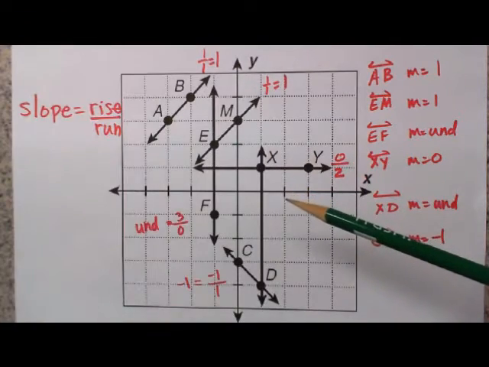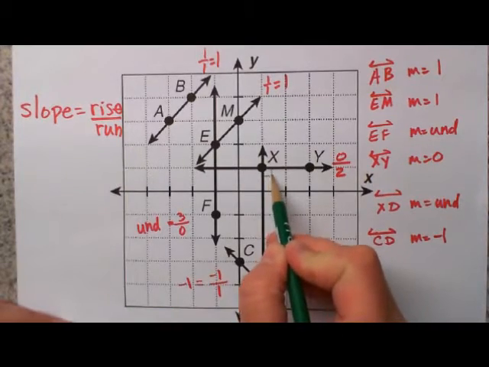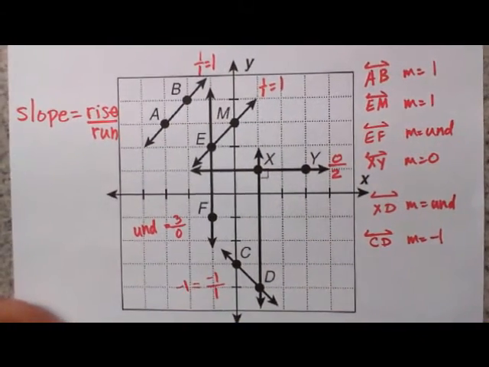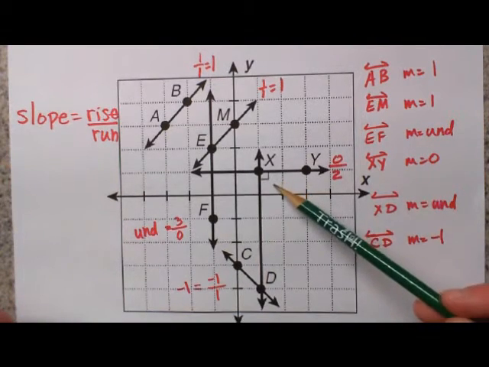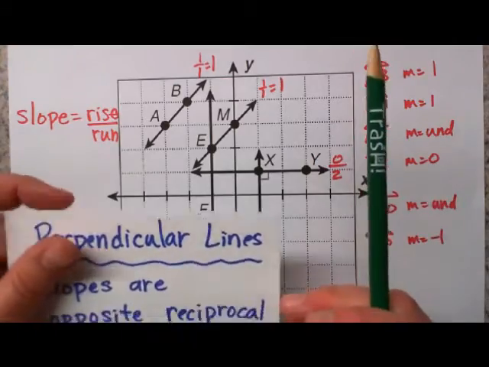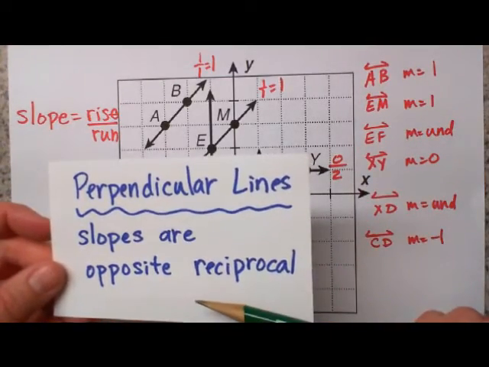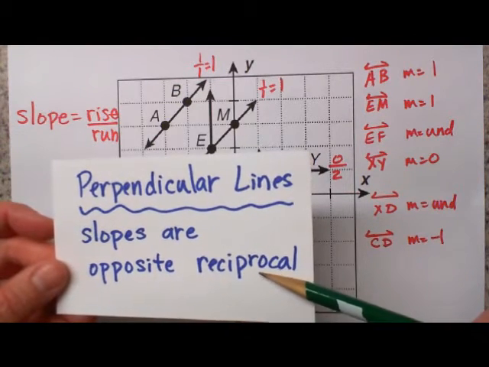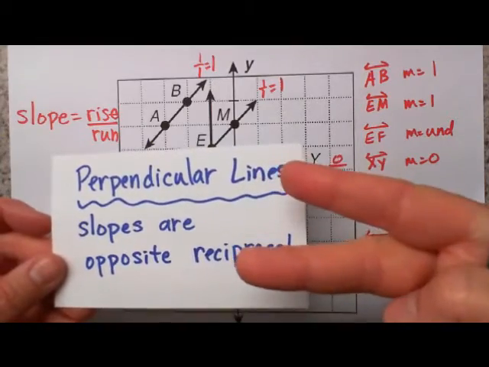We know that perpendicular lines cross at 90 degrees, and we can see that these two lines are perpendicular to each other. But are there any other perpendicular lines on the graph? Well, if you can't just look at it, what you need to know is that perpendicular lines are lines that have slopes that are opposite reciprocals of each other. Opposite meaning the opposite sign, reciprocal meaning that it's flipped. You flip the numerator and the denominator.